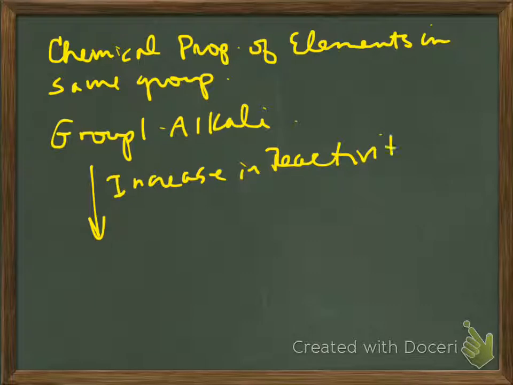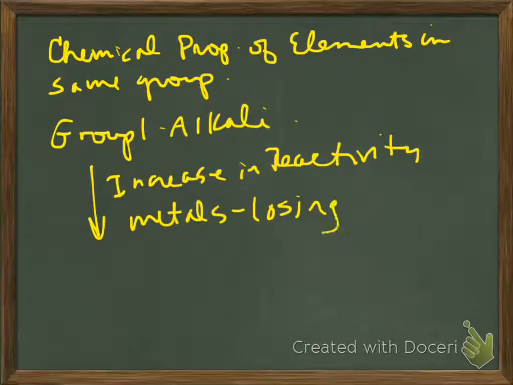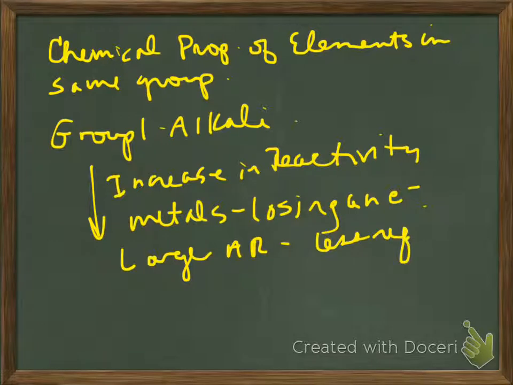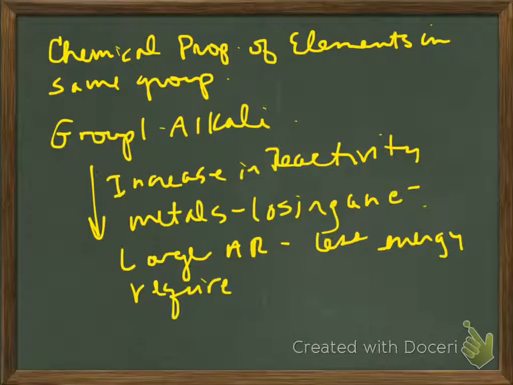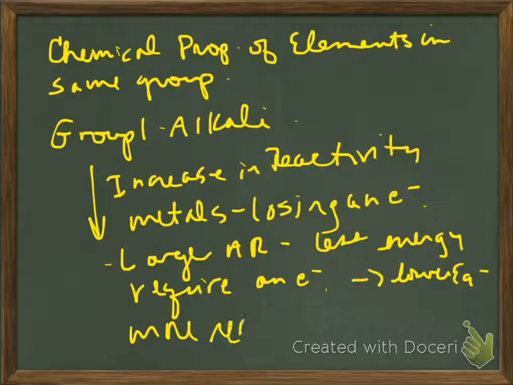Okay. Remember that metals react by giving up an electron. So the larger the atomic radius, the less energy required to remove an electron. Let's get that right, sorry. Less energy required to remove it. So that's really a lower activation energy, can be seen as more reactive. Hopefully that makes sense.